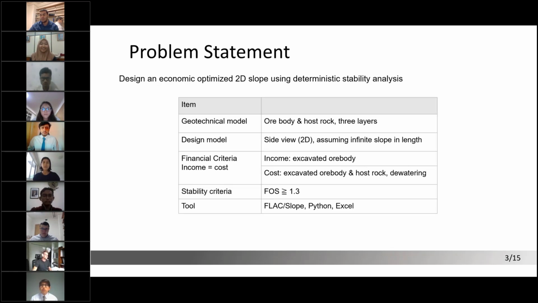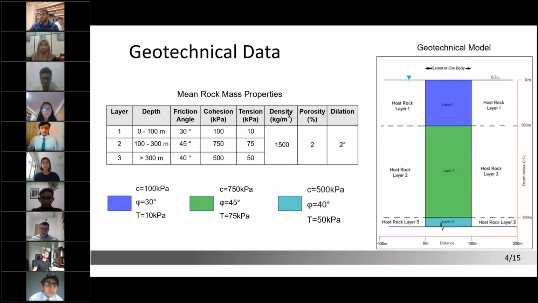We used the FLAC/Slope software and designed based on a factor of safety of greater than 1.3. The financial criteria required that the income be equal to the cost. We used the mean rock mass property values for our main design. We could have chosen to use more conservative values, but we decided to address the material variability using a sensitivity analysis, which we will touch on a little bit later.